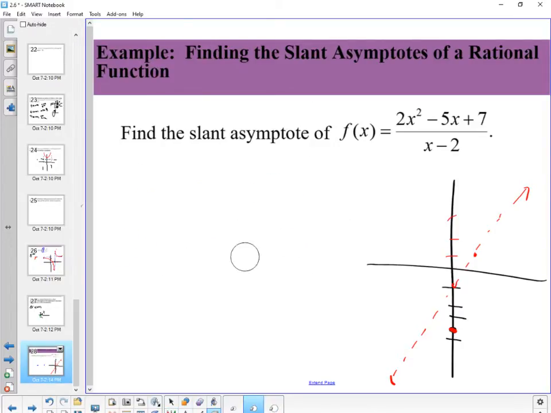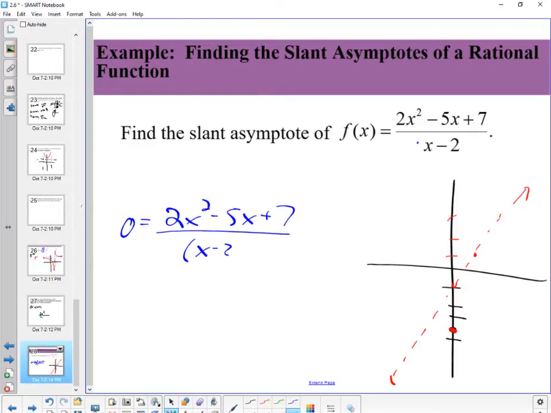If we want to find a y-intercept, we make x 0, correct? And that was pretty easy because all these x's go away. To find our x-intercepts, we make y 0. So if we make this 0, then we're going to get 2x squared minus 5x plus 7 over my denominator of x minus 2, correct?